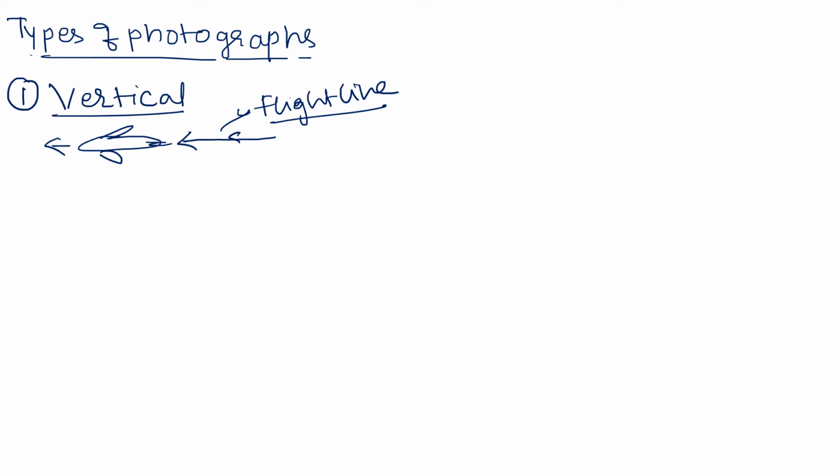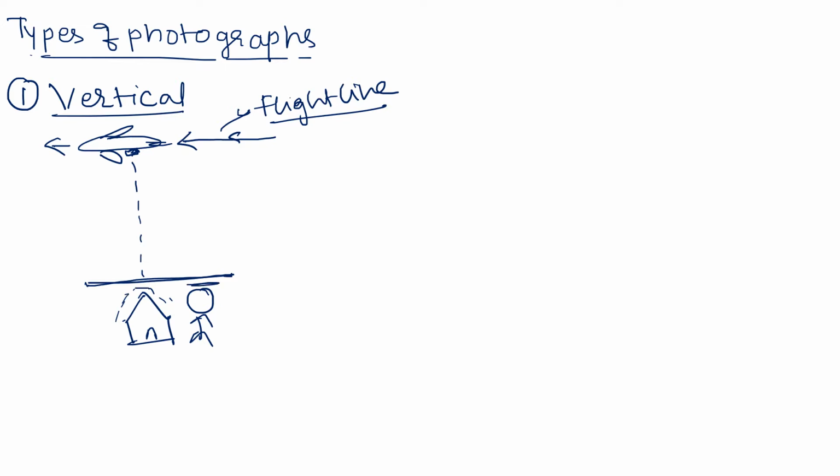Now I have fixed the camera at this location, and this is my perspective projection, or the center of the photograph. Imagine this is my photographic plate on which the image will get captured. Imagine there is a house at the bottom of the area being captured, and then there is a human being. With respect to the vertical photograph, I'll be able to see only this part.